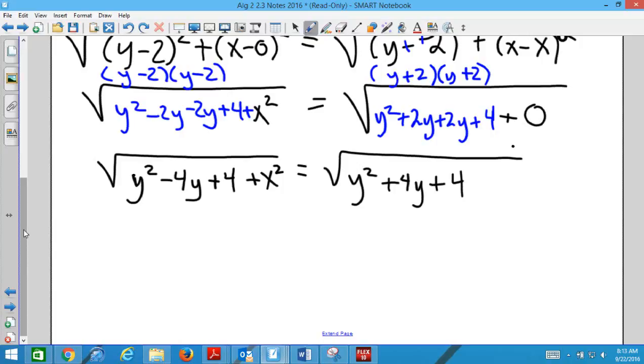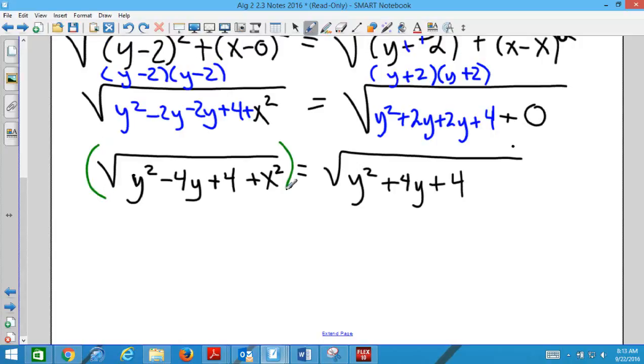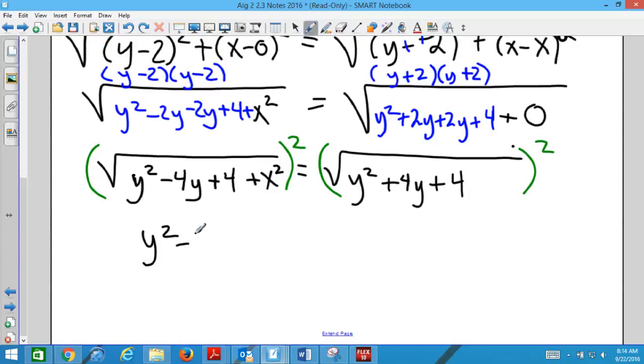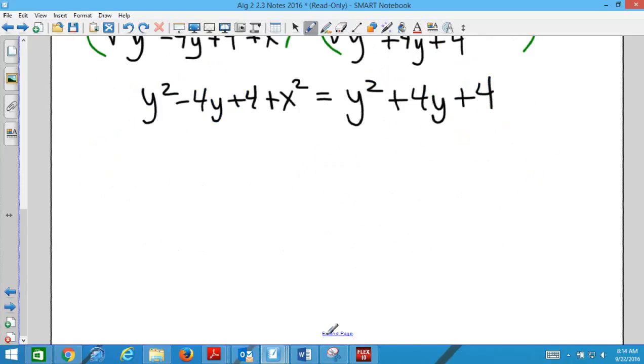Squared. Squared, right. So you are allowed to take the entire side of the equation and put it squared, as long as you do it to both sides. And we want to do that to both sides because we want to get rid of both of those square roots. So now we just have y squared minus 4y plus 4 plus x squared equals y squared plus 4y plus 4. All right.